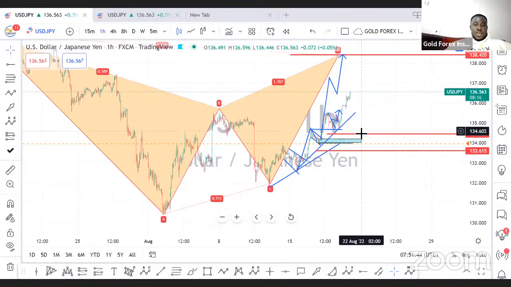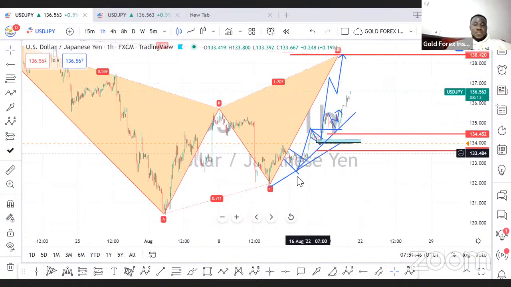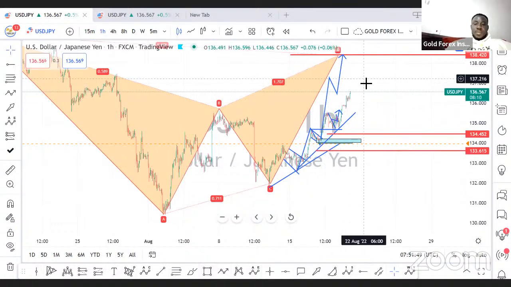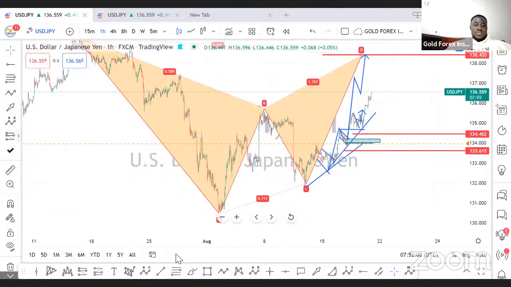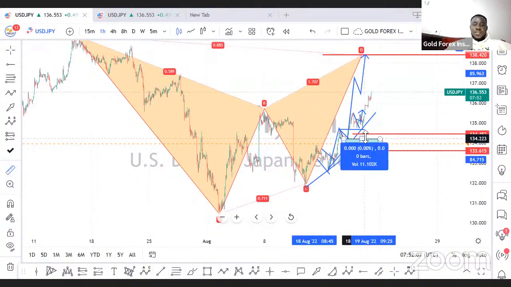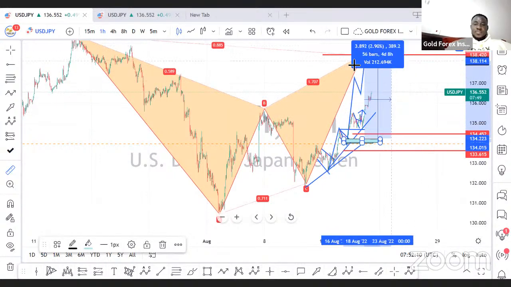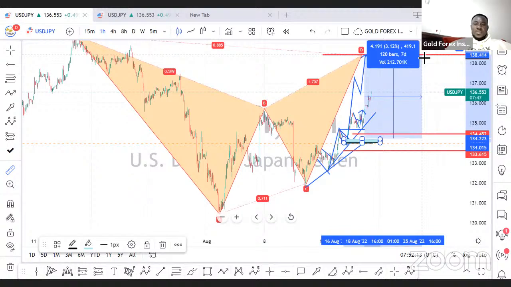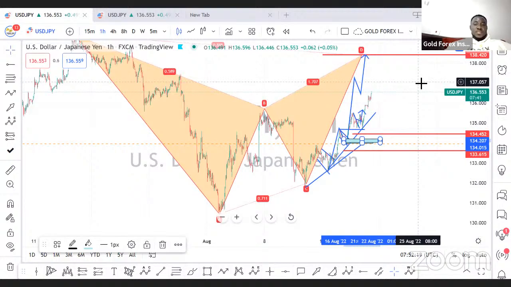Okay, so we do a trend line here. That means I should follow this trend line. Okay, this is the second trend line. So if it should break to come here, but I'm expecting it to hit all the way to the D. And let me see, we are going to make some good money from here. So from here to here, that's about, wow, 419 pips. That's a lot of money.